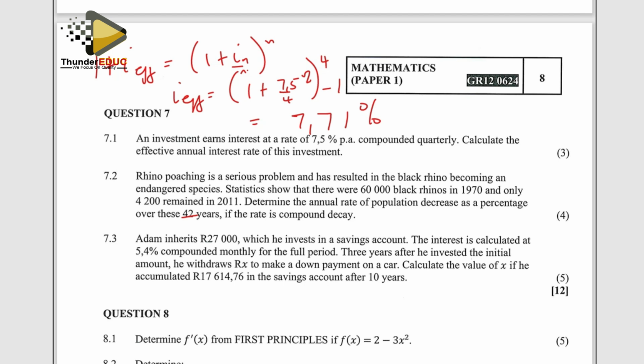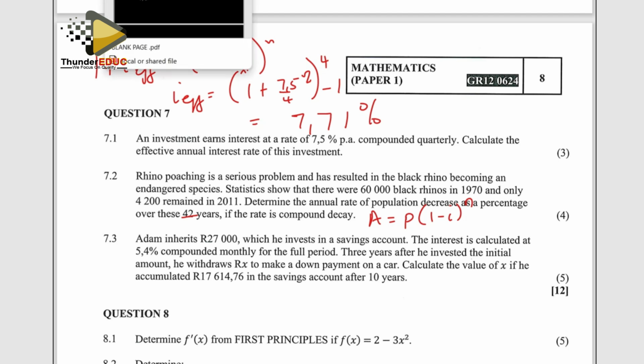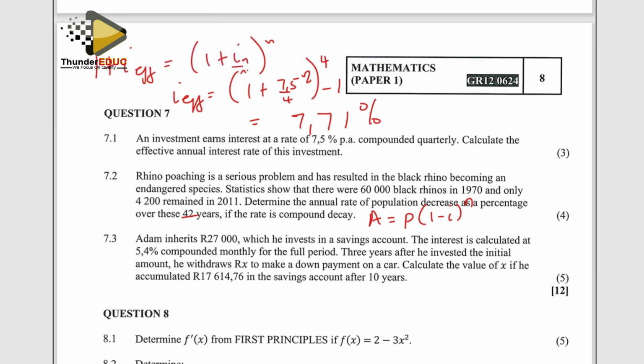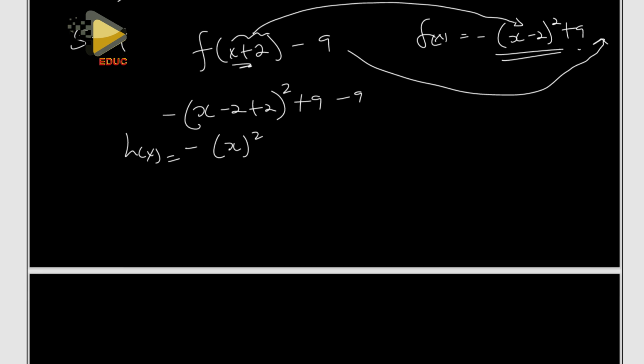So with compound decay, I think they just wanted to do away with the reducing balance, but it's just the same formula. So our A is going to be the 4.2, and then that's going to be the 60,000 into 1 minus i to the exponent of 42. So 4.2 is equal to 60,000 into 1 minus i to the exponent of 42.